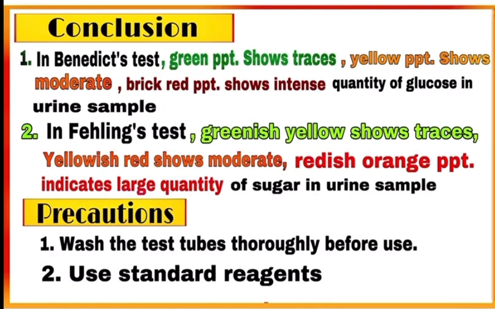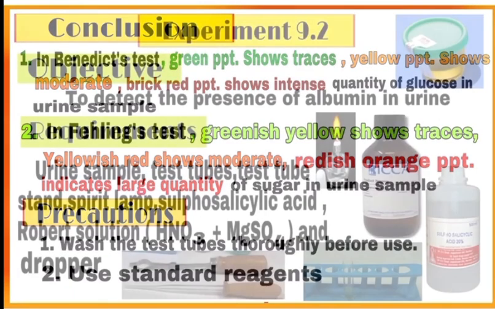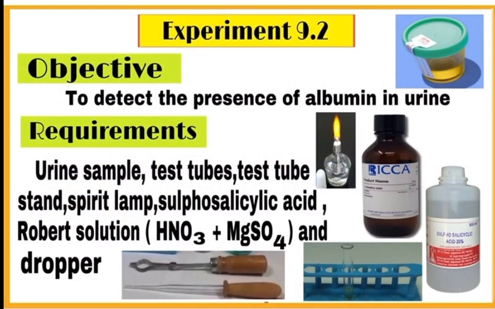Finally, write the precautions to be taken. First, wash the test tubes thoroughly before use, and second, use standard reagents for doing the experiment. This is experiment number 9.2. Its objective is to detect the presence of albumin in urine.